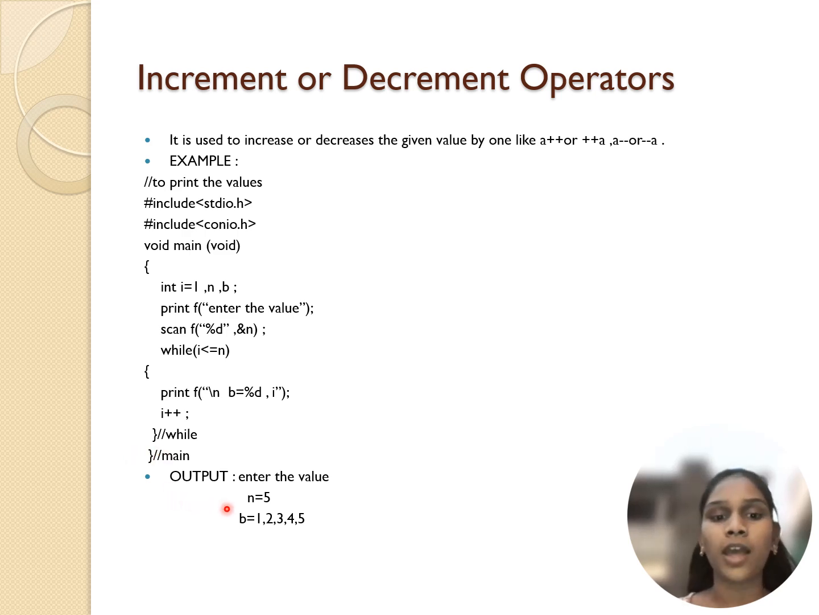If we give input as n = 5, then it will print b = 1, 2, 3, 4, 5.